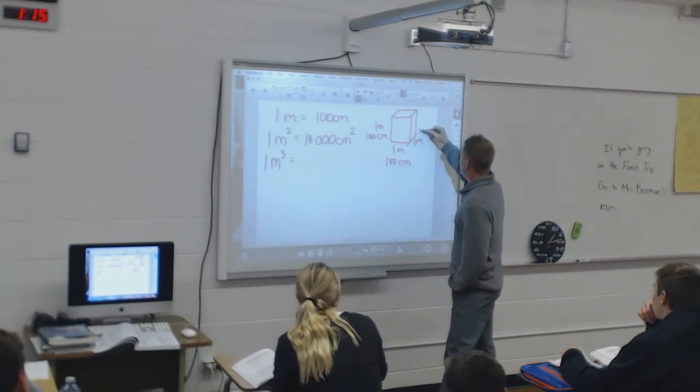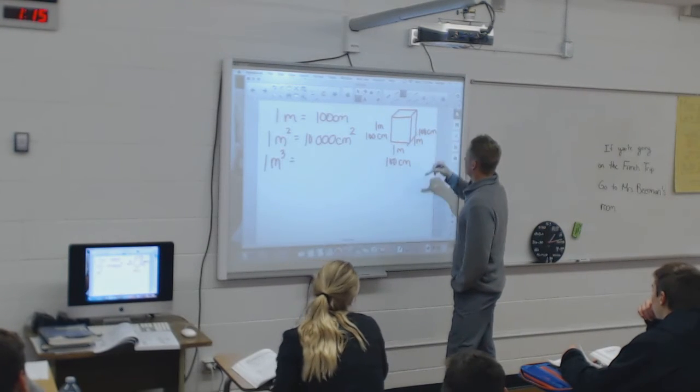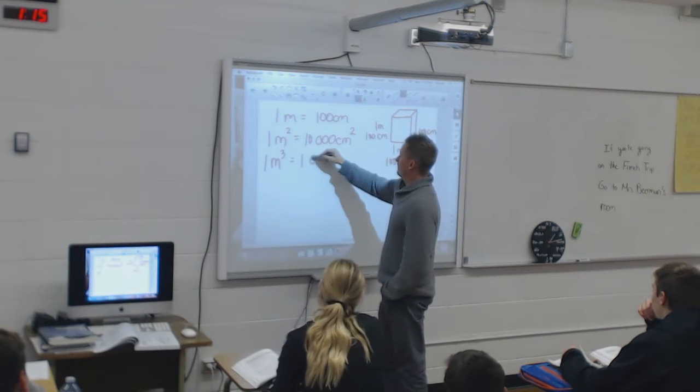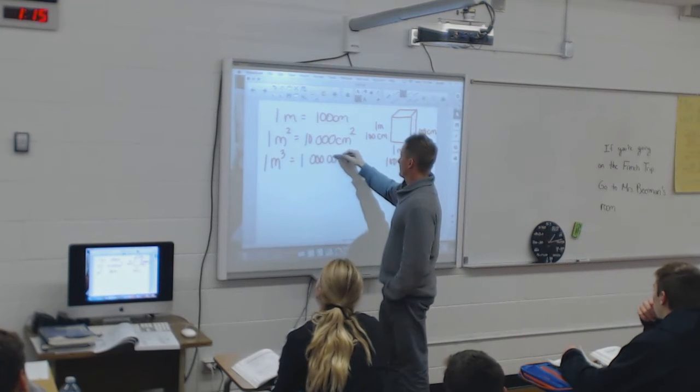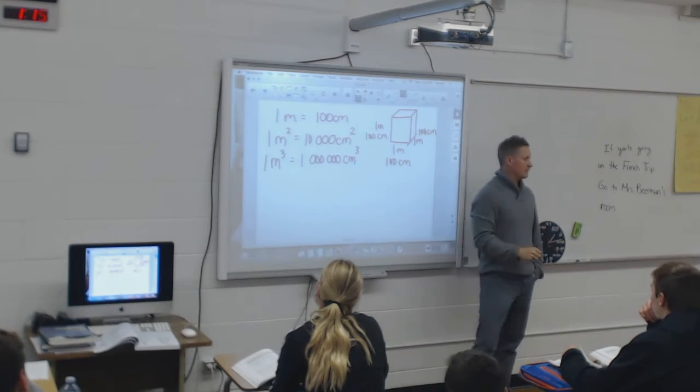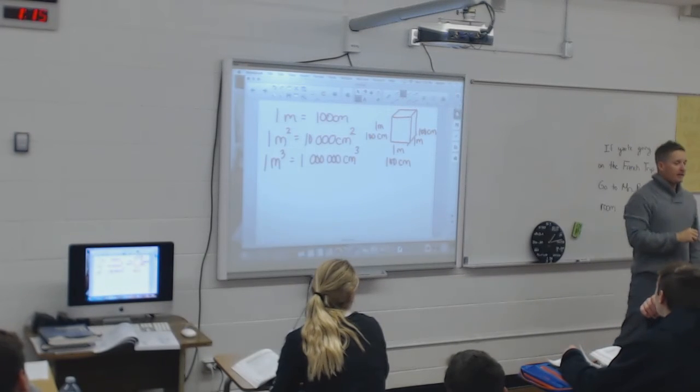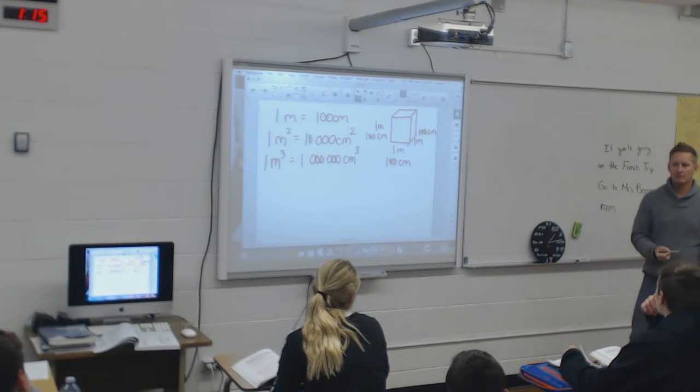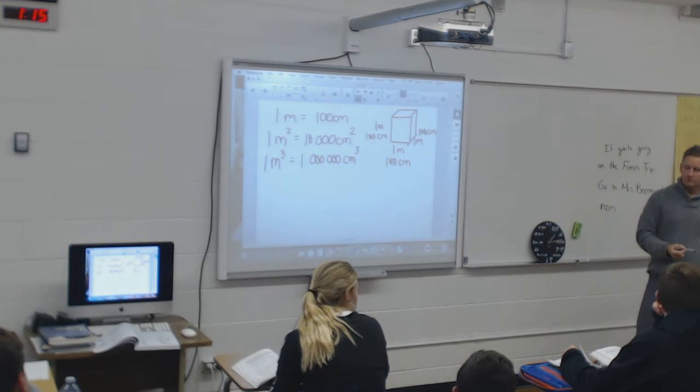I have to have another 100 centimeters, correct? 1 million centimeters cubed in 1 meter cubed. That's a very, very simple way of doing it. Oh, because it's 100 cubed, right?